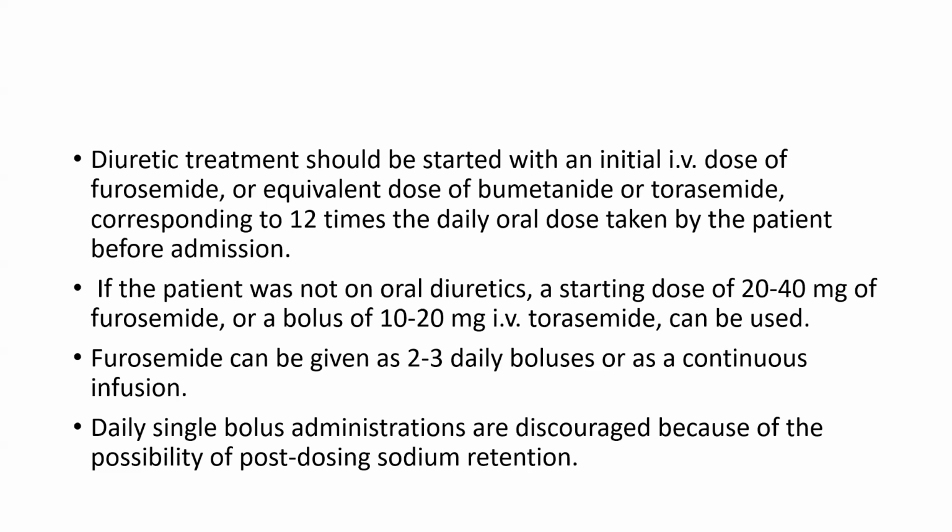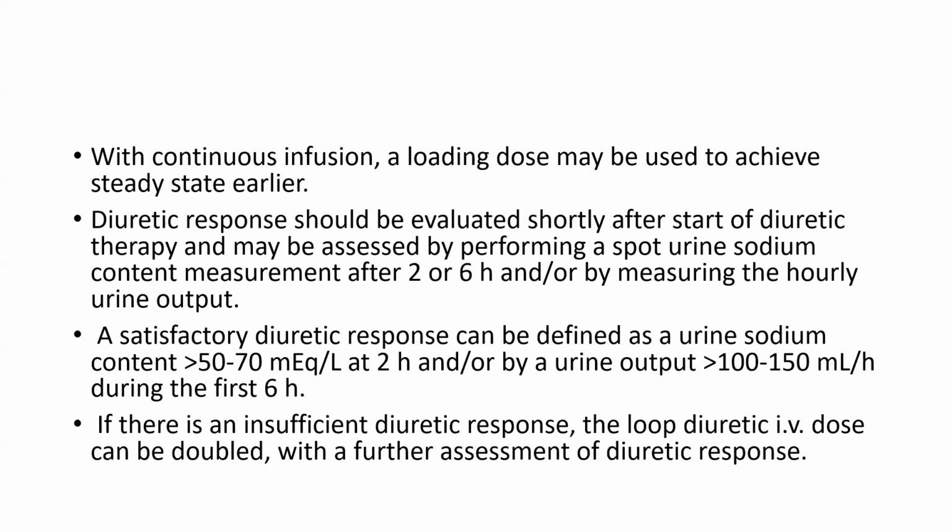So if the patient was not on diuretic, starting dose of 20 to 40 mg of furosemide or bolus of 10 to 20 mg IV torsemide can be used. Furosemide can be given as 2 to 3 daily boluses or as a continuous infusion. Daily single bolus administration is discouraged because of the possibility of post-dosing sodium retention. With continuous infusion, loading dose may be used to achieve steady state early.